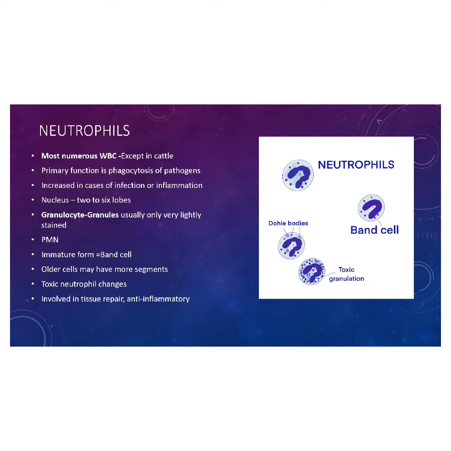They are granulocytes, and the granules are usually only lightly stained. Granules and granulocytes contain chemokines, cytokines, and enzymes. Neutrophils are also known as polymorphonuclear because they have multi-segments in their nucleus. The immature form does not have segments, and it's called a band cell. These are increased when there is inflammation or infection.